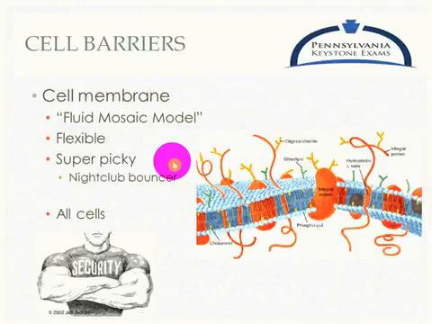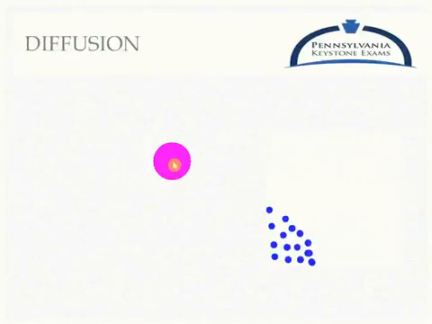Every single cell has a cell membrane. Doesn't matter if it's a plant or an animal or a bacteria, they all have that cell membrane. The first topic is diffusion. As you can see in this little animation here, those blue dots are starting off clumped in the corner and then they spread on out.